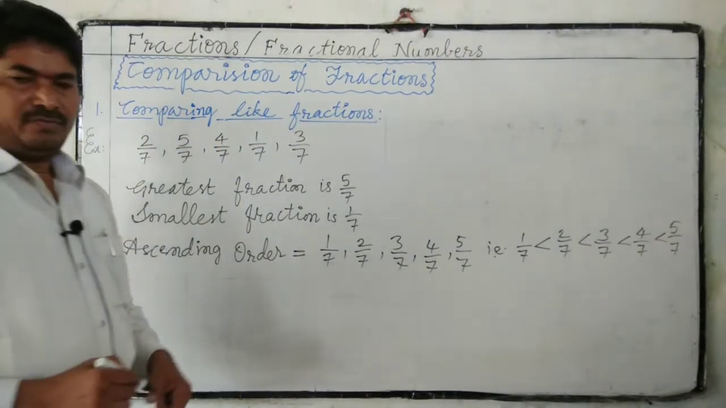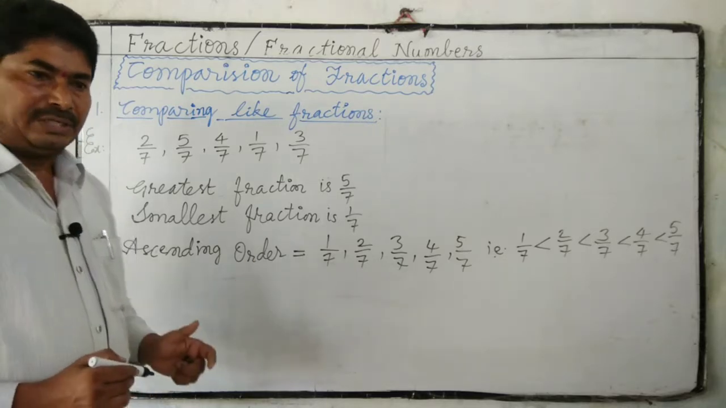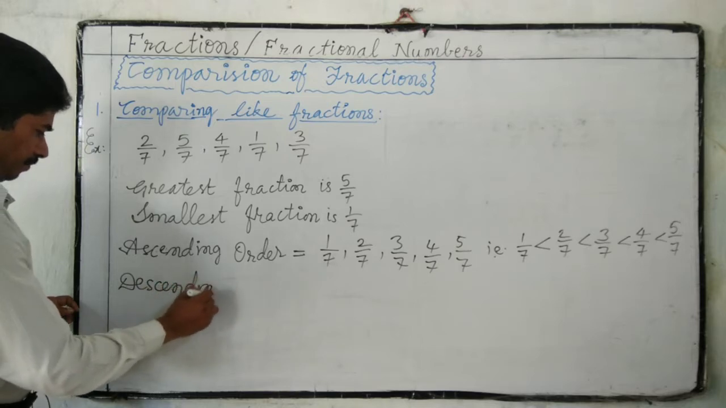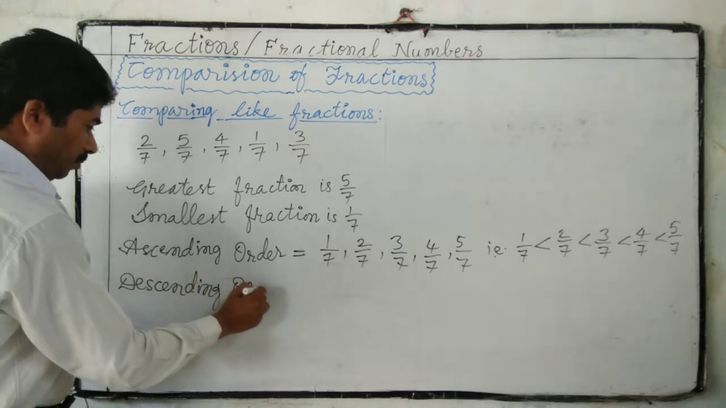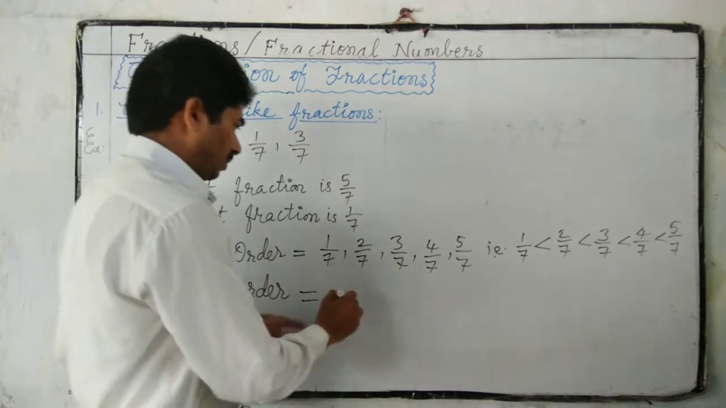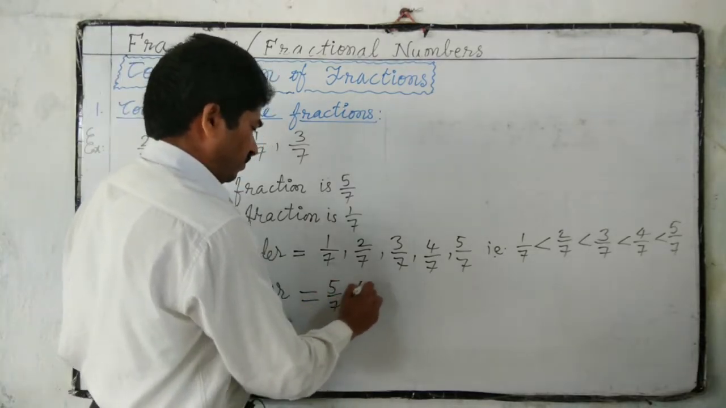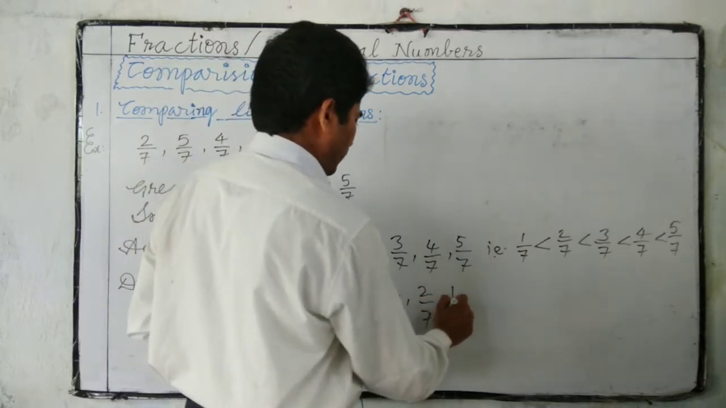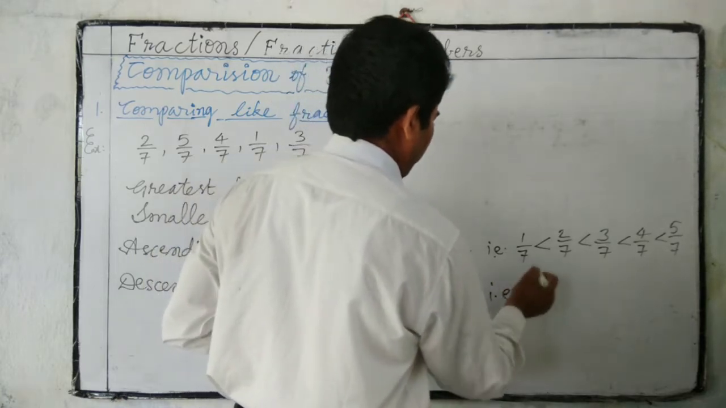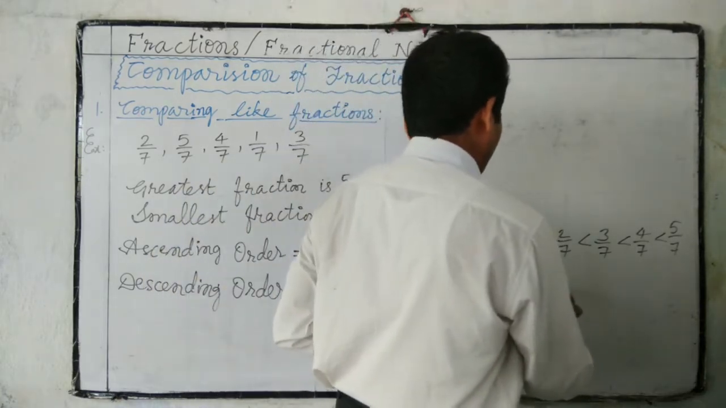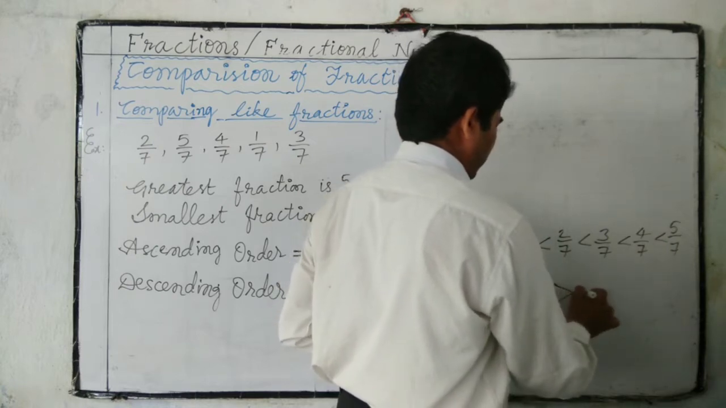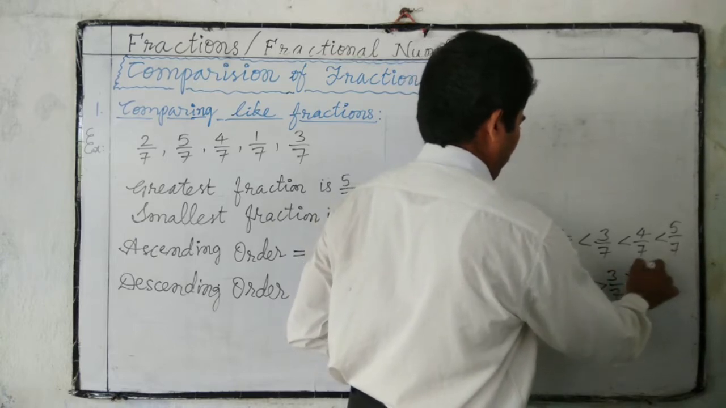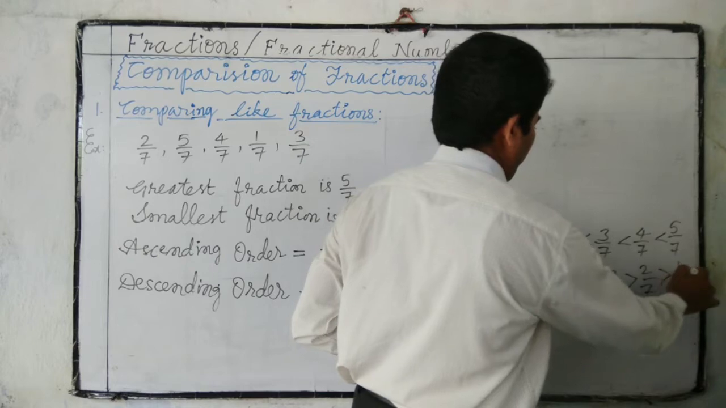By observing this, we can write the descending order easily. So descending order: 5 by 7, 4 by 7, 3 by 7, 2 by 7, 1 by 7. That is, we can write like this also: 5 by 7 is greater than 4 by 7 is greater than 3 by 7 is greater than 2 by 7 is greater than 1 by 7.